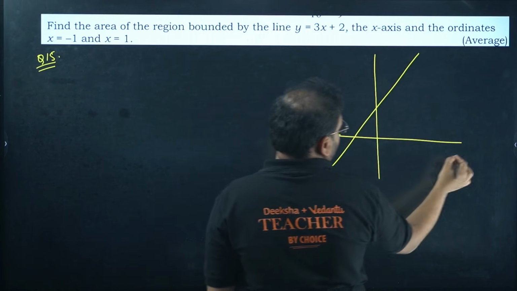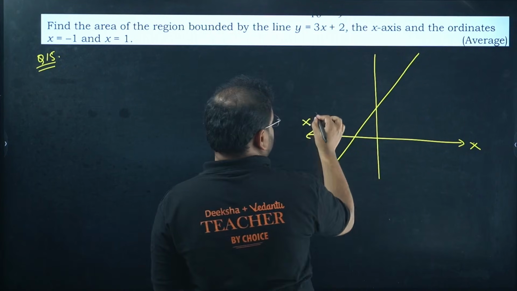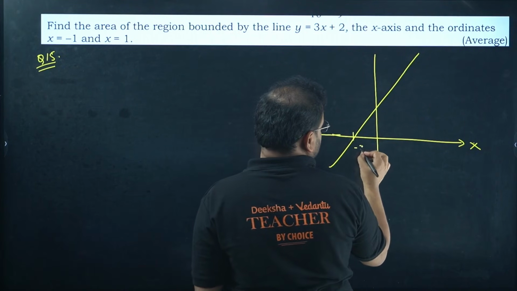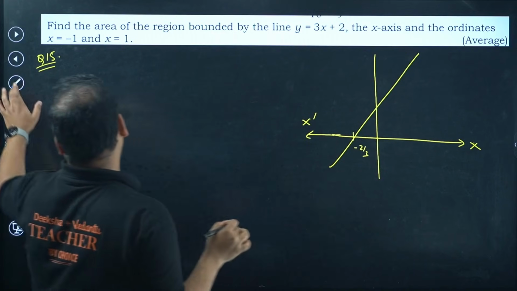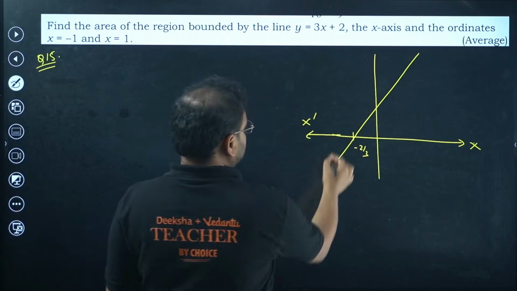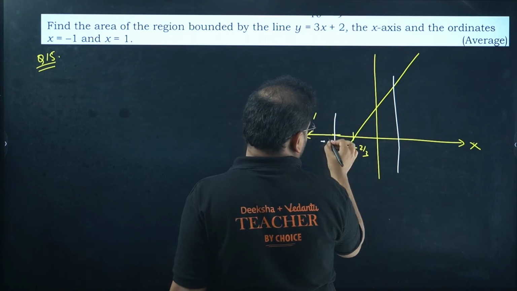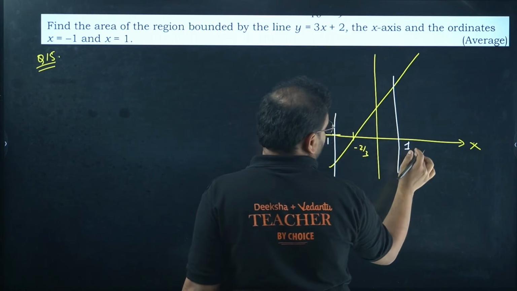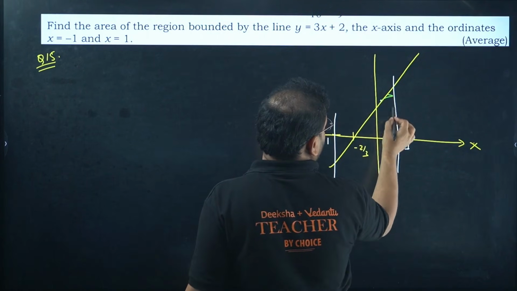Okay. This is x, this is x dash. This point is minus 2 by 3. This thing is between minus 1 and 1. Let's call this point 1. This is minus 1, this is 1. So what is the required area over here? Can I shade it? Of course we can do that. So this is my required area.